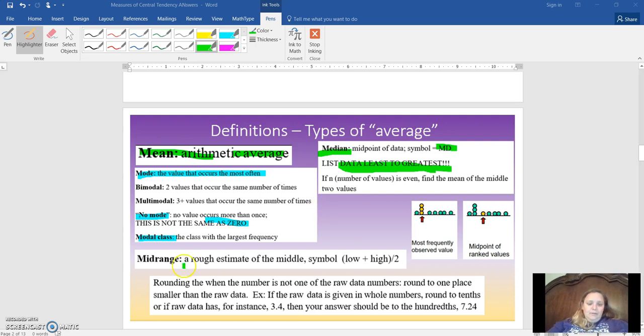All right, then there's what's called the mid-range. It's just kind of an estimate of the middle. So you do the high plus low divided by 2.